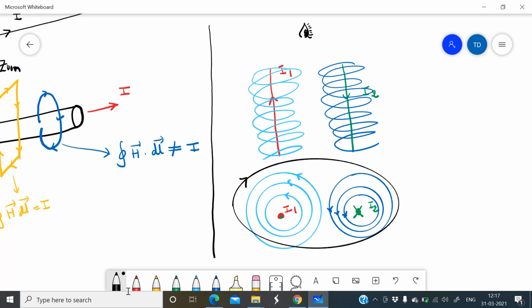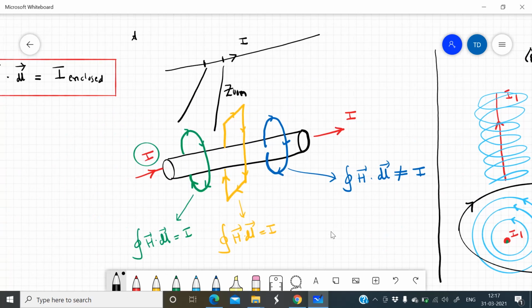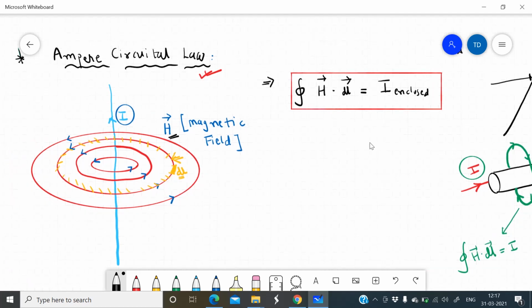So how much current does it include? If I apply the Ampere circuital law in this case, H into dl is equal to, it encloses two currents, I1 and I2. But the I1 current is in the opposite direction of this Amperian path, and the I2 current is also in the opposite direction of this Amperian path. So here I have to write minus I1 minus I2, because we assume both currents are in the opposite direction. Fine. So this is the statement of Ampere circuital law.